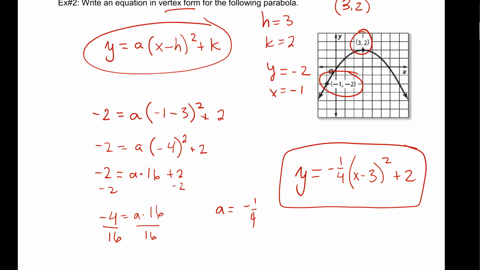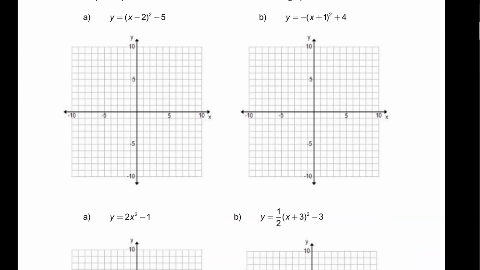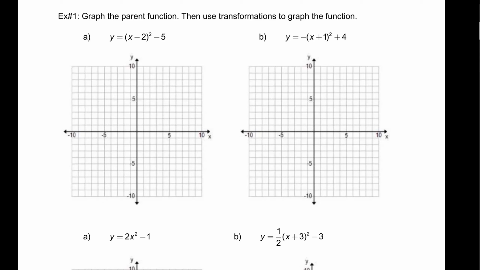Okay, so let's go back up. This is similar to what I would have you do as far as vertex. It says use the transformations to graph the function. If you're looking at the practice quiz, we'll do A and B, and then I can go through the practice quiz.